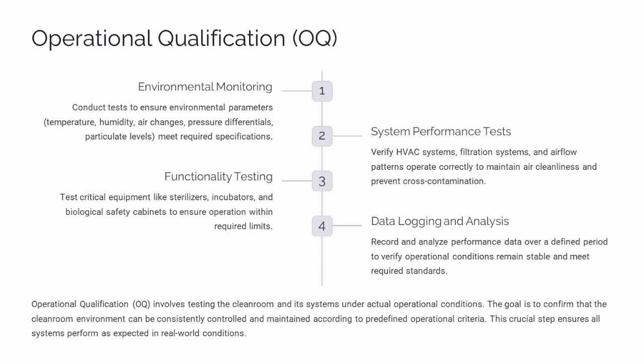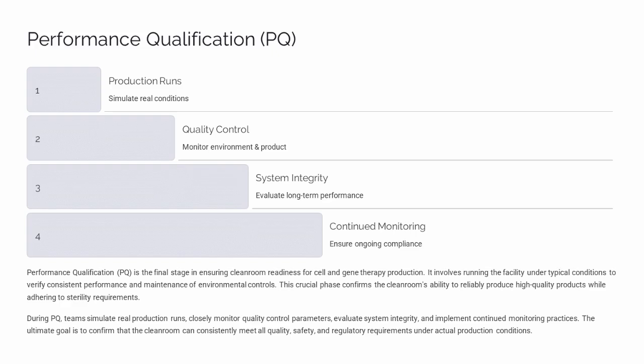and meet required specifications. Performance qualification, PQ, is the final stage in ensuring cleanroom readiness for cell and gene therapy production. It involves running the facility under typical conditions to verify consistent performance and the ability to meet production standards. This crucial phase confirms the cleanroom's ability to reliably produce high-quality products while adhering to sterility requirements. During PQ, teams simulate real production runs, closely monitor quality control parameters, evaluate long-term performance, and implement continued monitoring practices to ensure ongoing compliance.